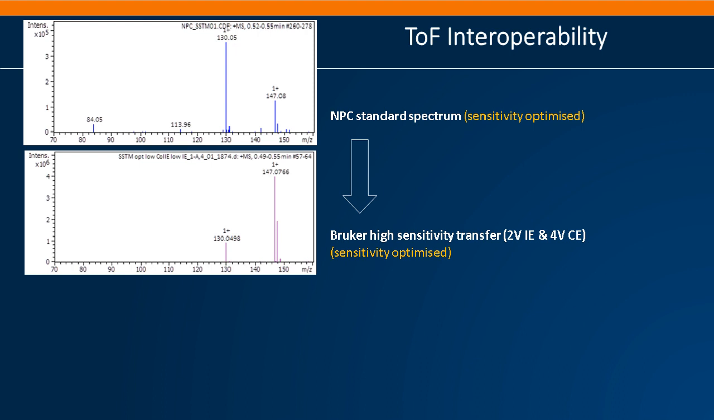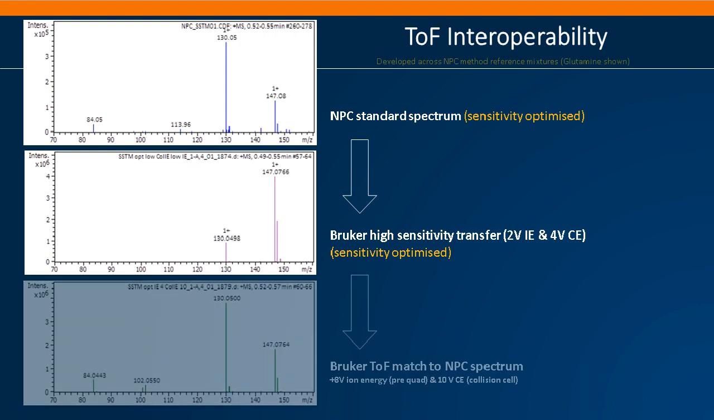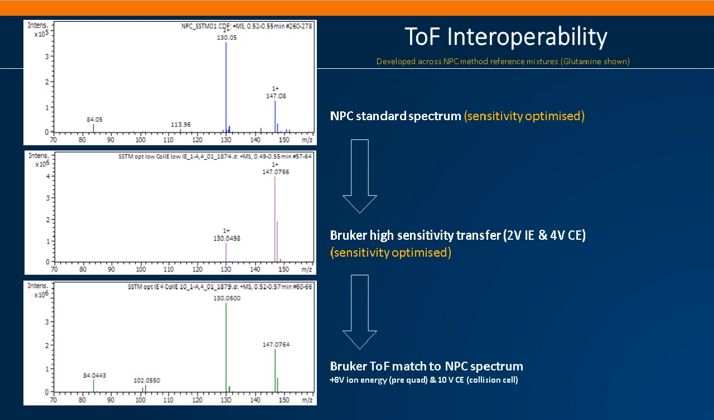So using the IMPACT-2 system, we find that we have a bit more sensitivity, and that when we dial up fragmentation energy, in this case adding 8 volts to the ion energy, which occurs before the quad, and about 10 volts to the collision cell itself, we're able to faithfully recreate the same spectra that we routinely obtain on our instruments within the Phenome Centre.